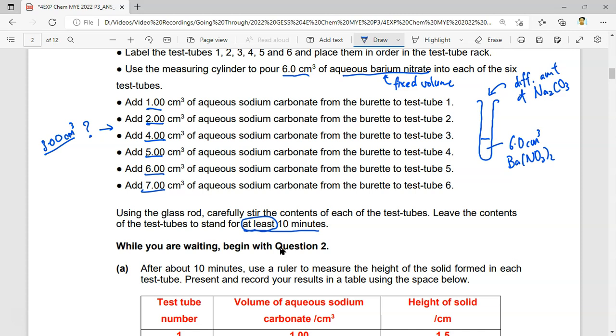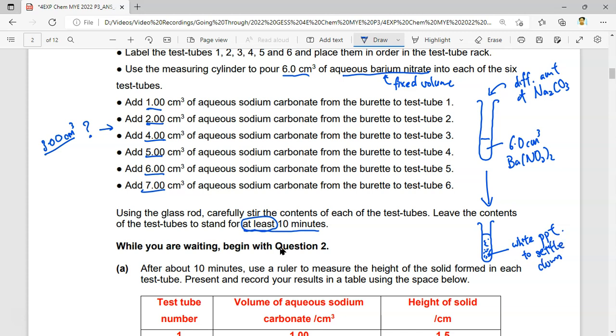So why should you leave this there for 10 minutes? When you add the sodium carbonate, after you have added it in, you realize that a white precipitate will form. The white precipitate is actually floating all over in the test tube. So when you leave it there for 10 minutes, what you're hoping for is for the whole thing to settle down. You're waiting for the white precipitate to settle down.